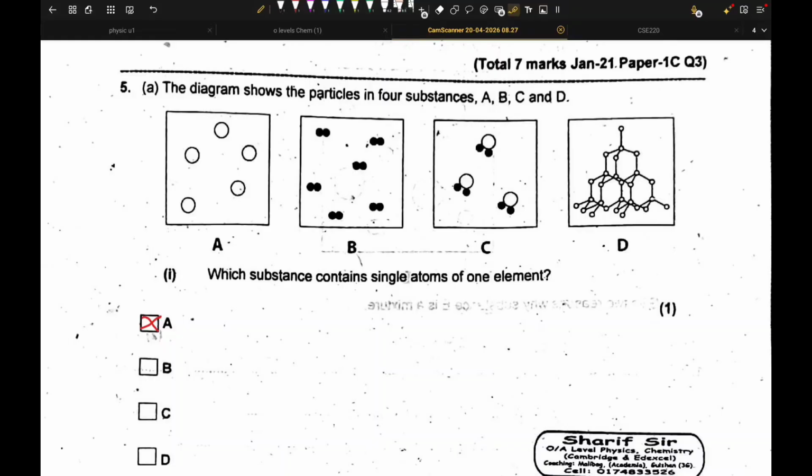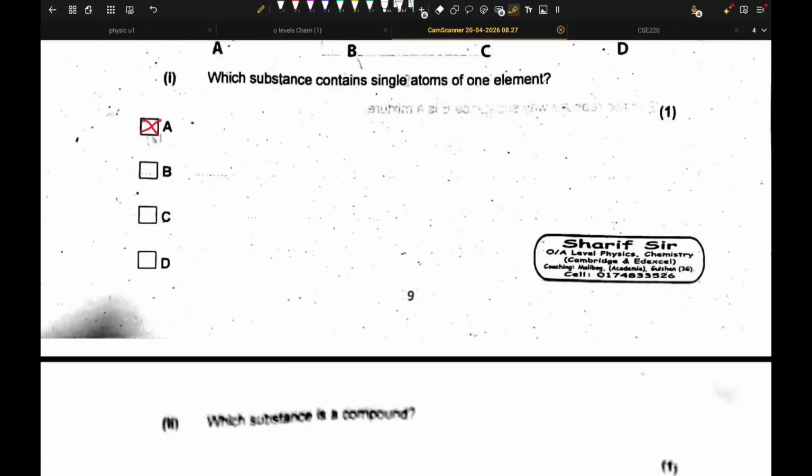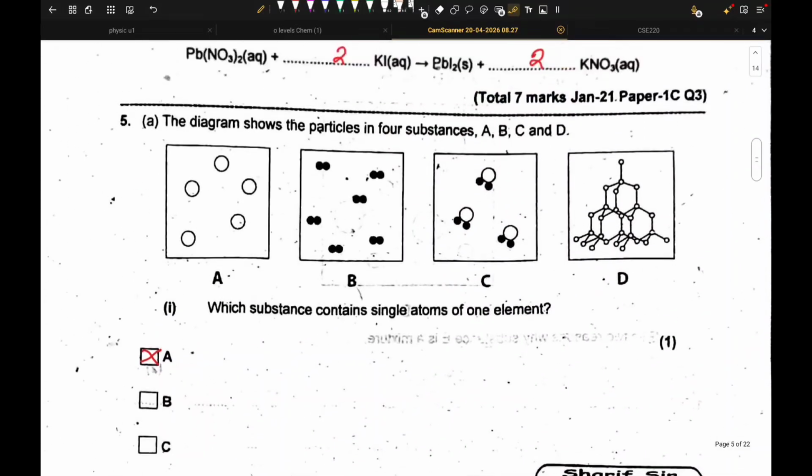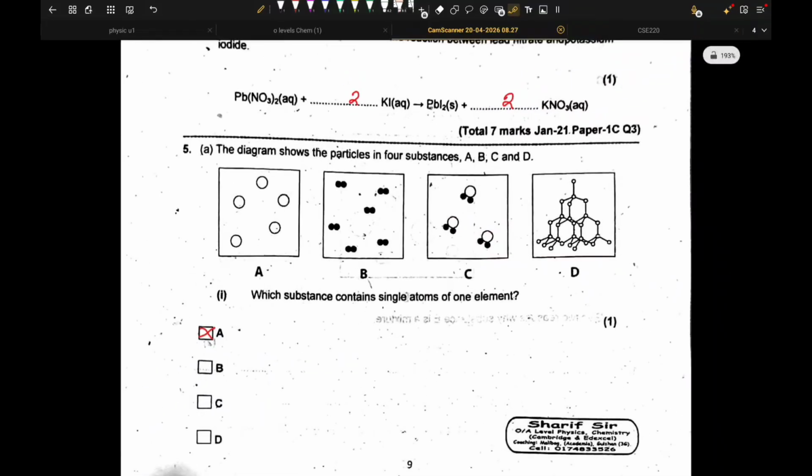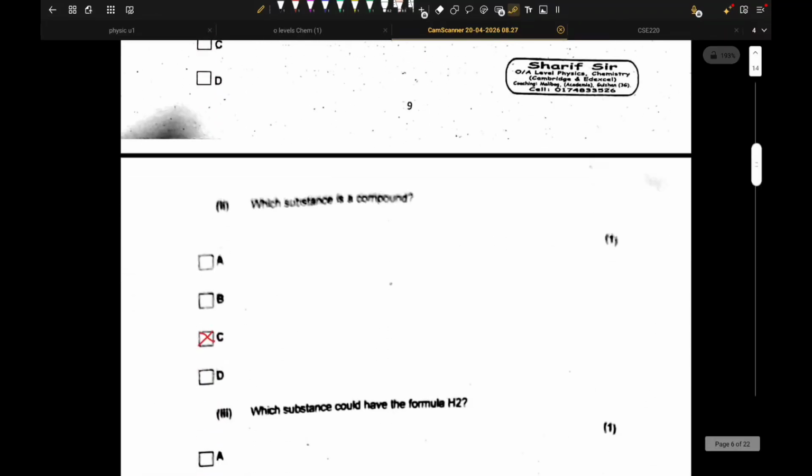Now, which substance contains single atoms of one element? It's absolutely A, because these atoms are single, there is nothing joined to them, and they are looking the same, so it should be A. For part B, which substance is a compound? I'm sorry about the blurry image. Now, we can see that in this one, it is two atoms of the same element. In C, we can see that this is a different element, and this is a different element, because they have different size and different shape. So, it is C.